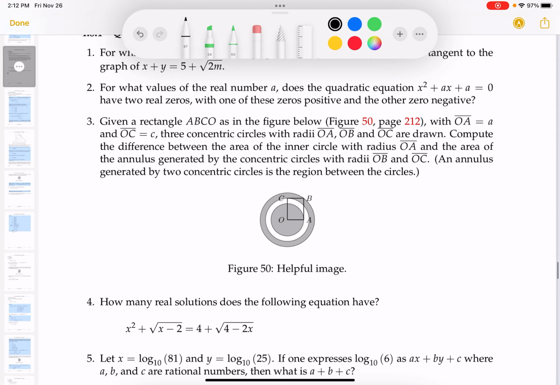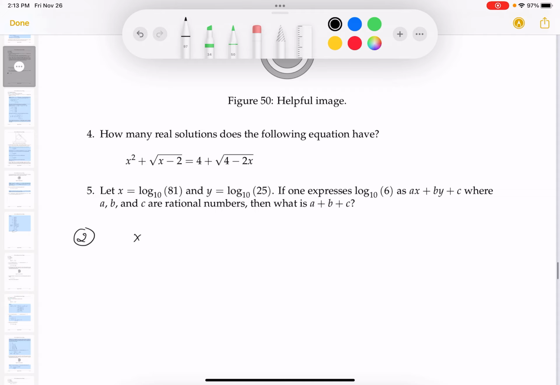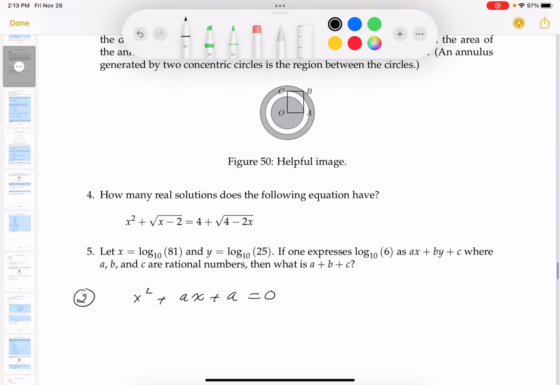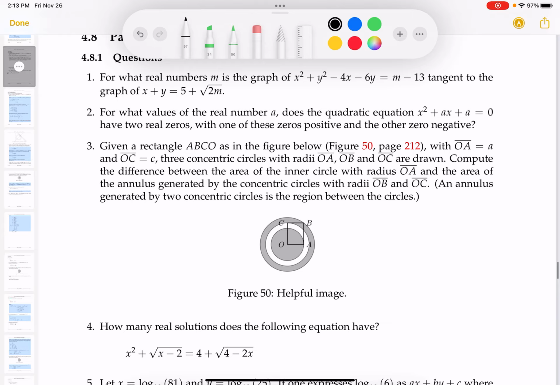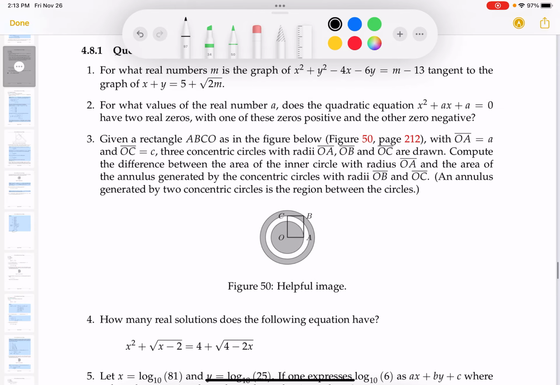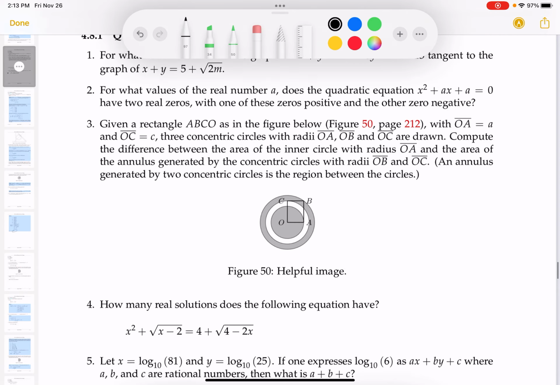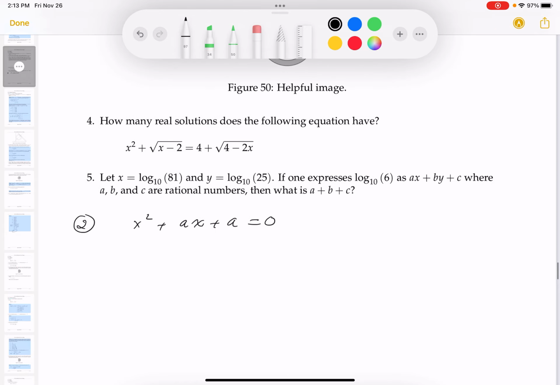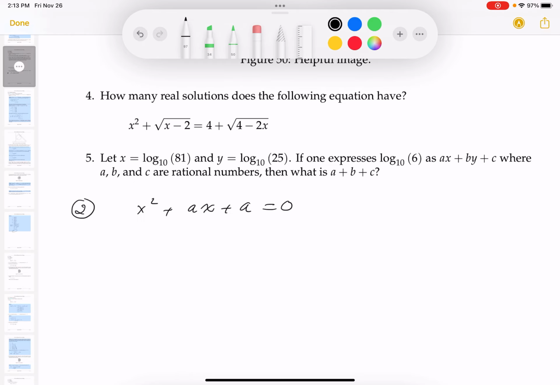What is it? X squared plus AX plus A equals 0. Well, let's read the question. What does it say? For what values of real number A does the quadratic equation have 2 real zeros, with one of those zeros positive and one zero negative? Well, what I'd like to do is look for the zeros then. Now, I'm not going to factor that. I'm going to use the quadratic formula.